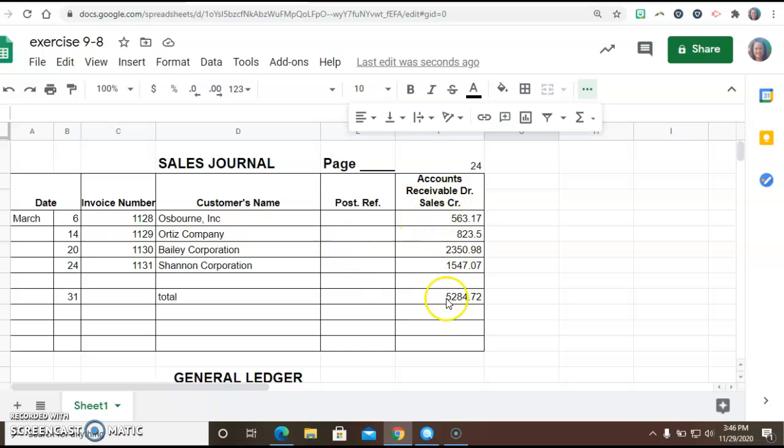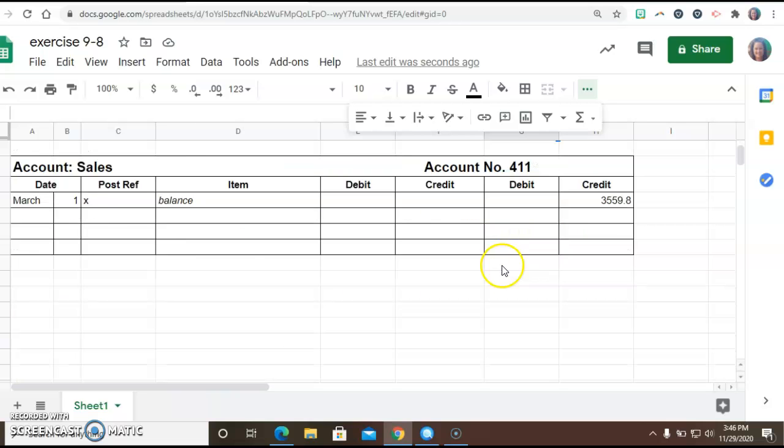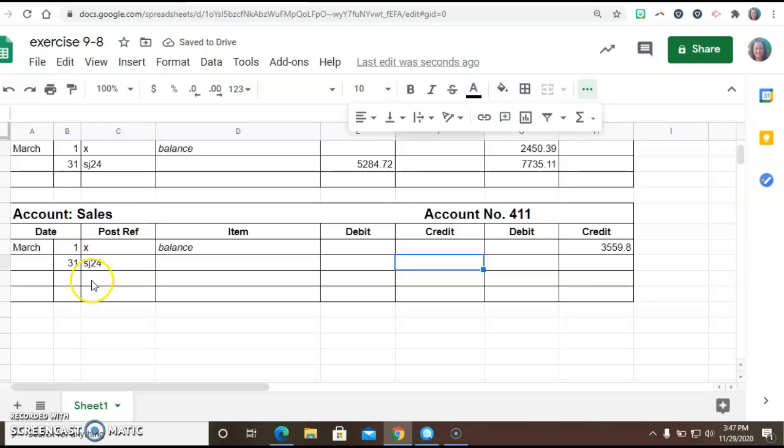Okay, I also have to take the same total and bring it into my sales as a credit. So we're going to come down to our sales journal here. Again, we're on the 31st. This is sales journal, so SJ, page 24. Nothing for the item number. And remember, this is going to be a credit of that same amount, $5,284.72. Okay, and now we're crediting a credit, so we need to add to get our updated total for our sales account.